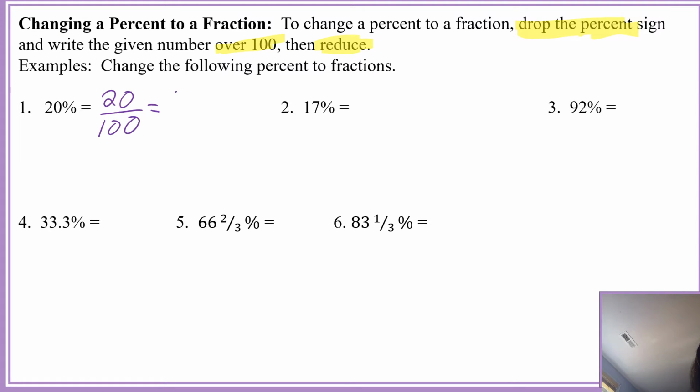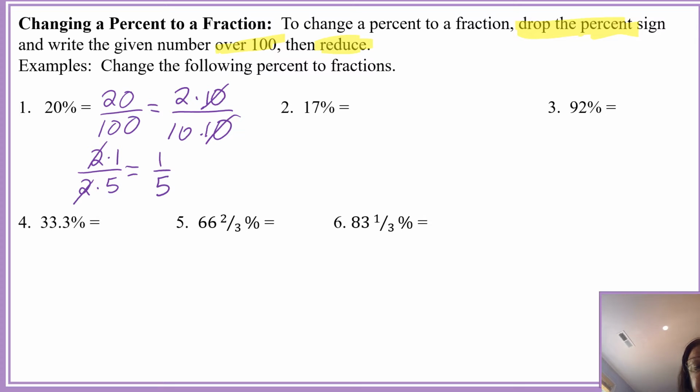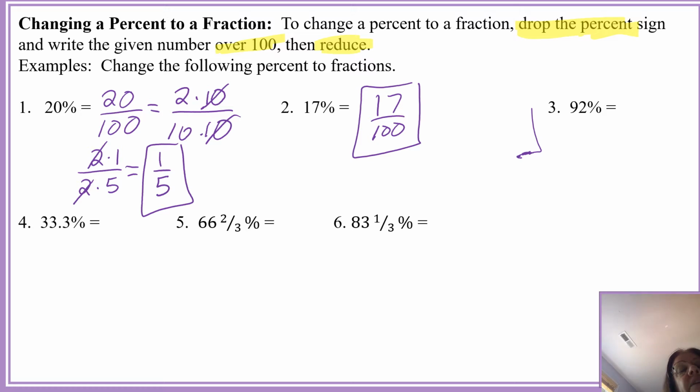Now we rewrite this factored. There we go. So I can get rid of the tens. Now I have 2 over 10, but 10 can be written as 2 times 5. Don't forget you still have a 1 on the top. So my answer is 1/5. All right, 17 becomes 17 over 100. Well, that one's finished. You can't do anything with that because 17 is prime, so it won't reduce anything.